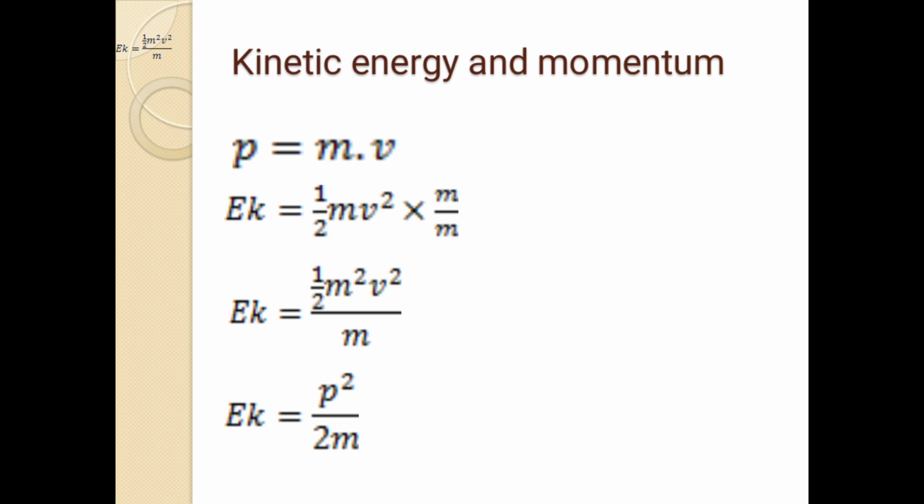The kinetic energy equals 1/2 mass times velocity squared times mass divided by mass. So we get this. You look at mass squared and velocity squared, that is P, or momentum, squared. So the kinetic energy and momentum relationship is kinetic energy equals momentum squared divided by 2 times mass.